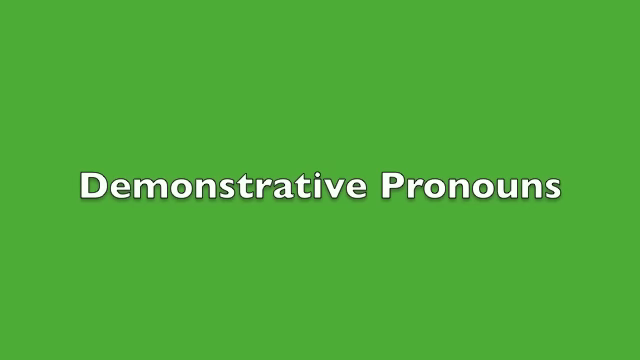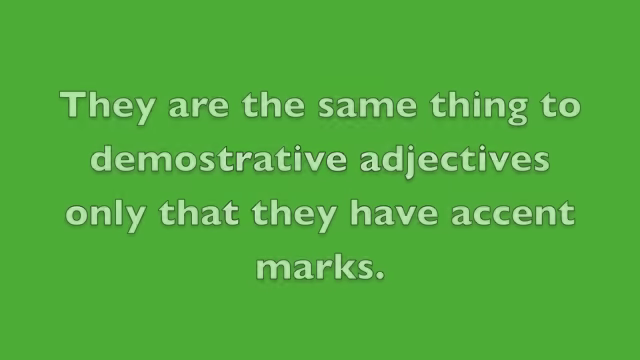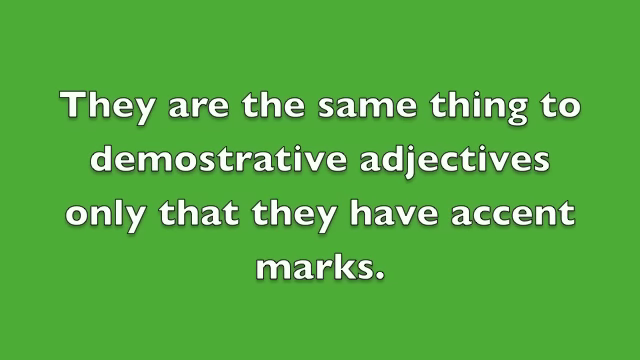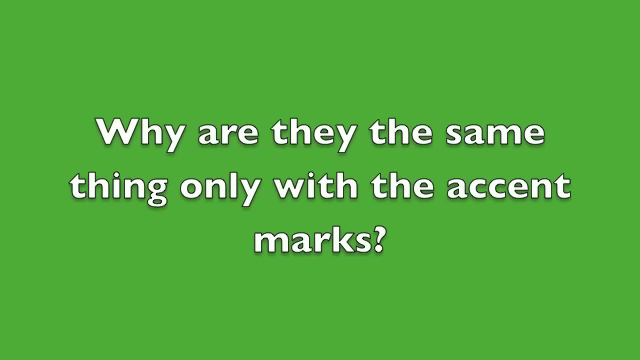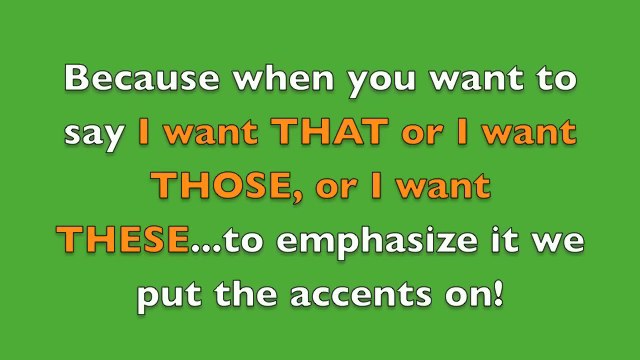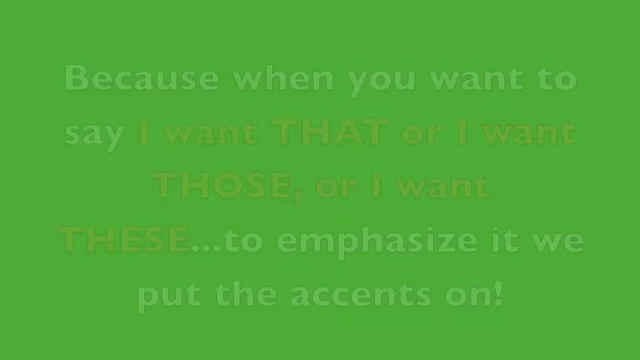Okay, now let's talk about demonstrative pronouns. They're easy, so let's just be patient and pay attention. Demonstrative pronouns are the same thing as demonstrative adjectives, only they have accent marks. That's it. Why are they the same thing, only with the accent marks? Because when you want to say, I want that, I want those, I want these, to emphasize it, we have to put accents on the demonstratives.